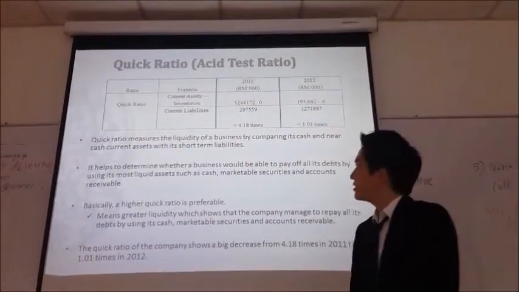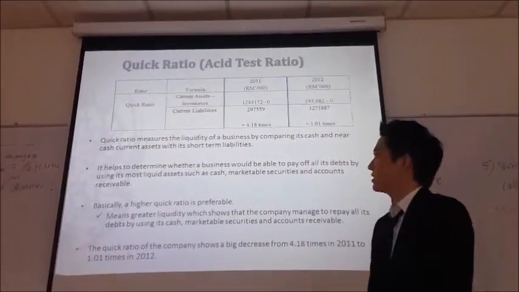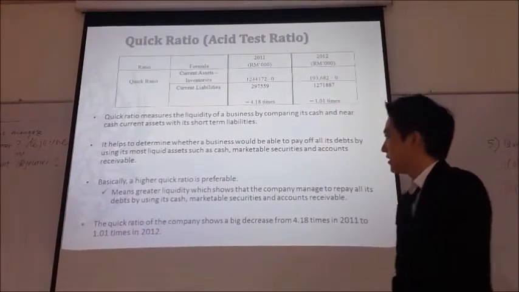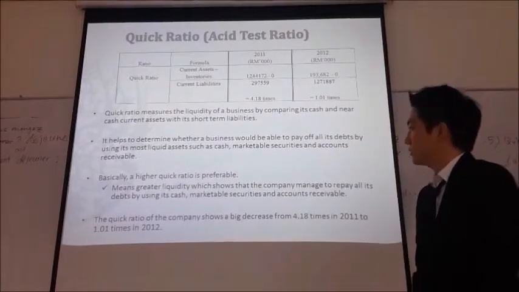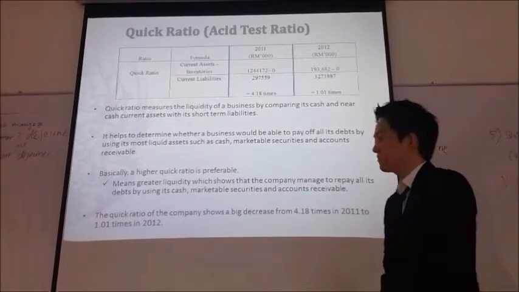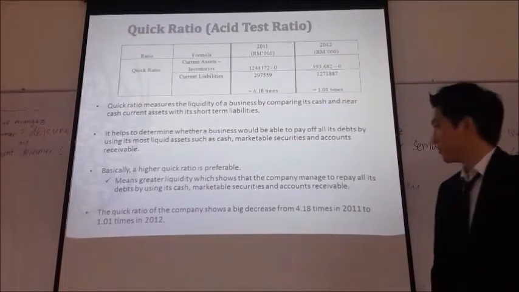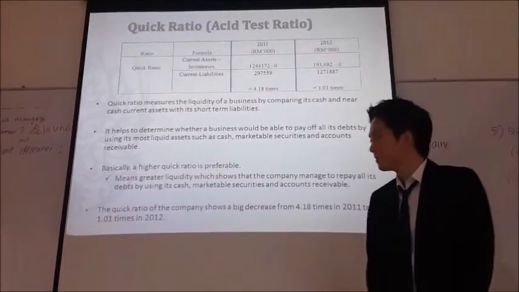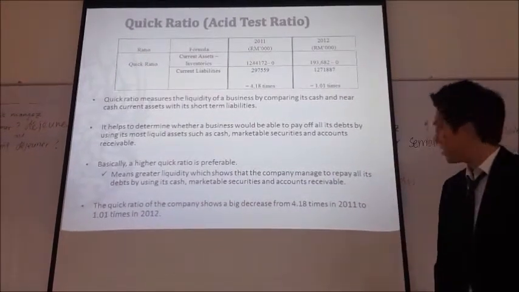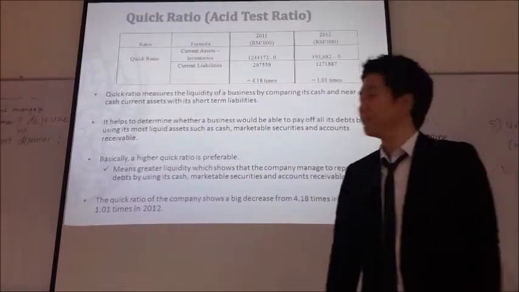Quick ratio. The quick ratio measures the liquidity of a business by comparing its cash and near cash current assets with its short-term liabilities. Basically, a higher quick ratio is preferable. That means greater liquidity, which shows that the company managed to repay all its debt by using its cash, marketable securities and accounts receivable. The quick ratio of the company shows a big decrease from 4.18 times in 2011 to 1.01 times in 2012.